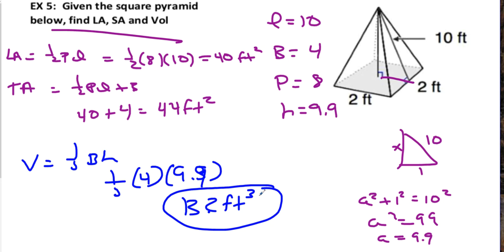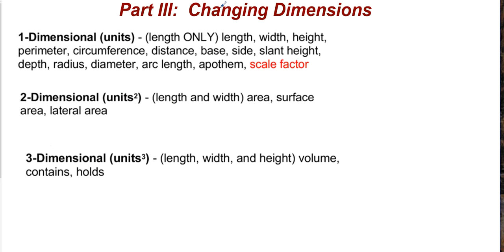Okay, so that is it for the short, quick examples of finding surface area and volume of the pyramid. We got the numbers pretty easy. I will get to part 3 next.